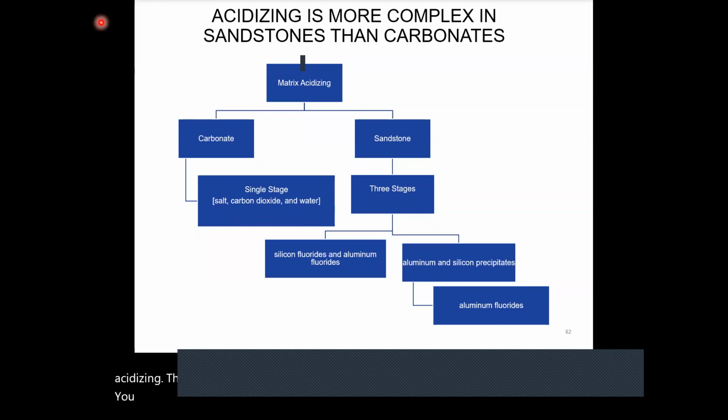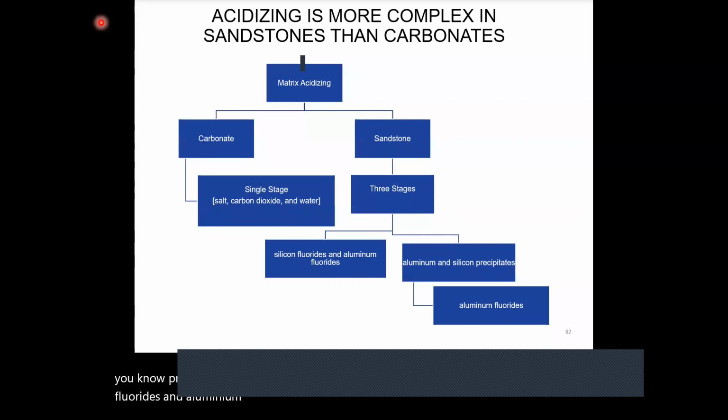Acid is chemically consumed and neutralized as the target material is dissolved. In carbonates, the reaction is relatively simple and occurs in a single step. Hydrochloric acid reacts with the carbonates to form a salt, and also carbon dioxide and water. When acidizing sandstone with HF, the reactions are more complex, occurring in 3 stages. In the primary stage, the mud acid reacts with sand, feldspar, and clays to form silicon fluoride and aluminum fluoride.